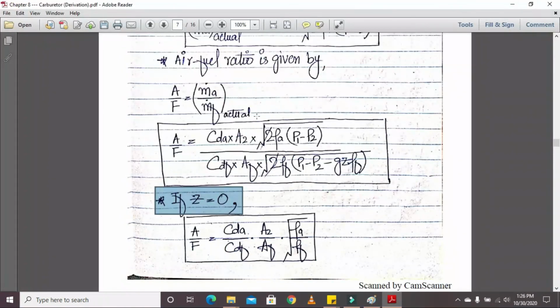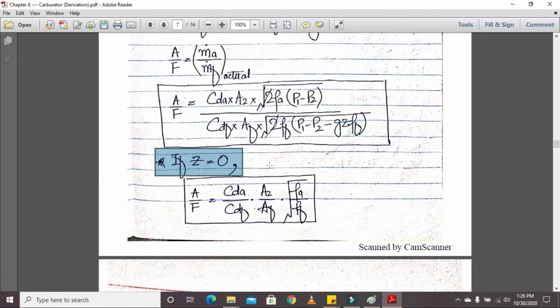So now we will just conclude the derivation. When the Z is 0, this factor will become 0, and then P1 minus P2 and P1 minus P2 in the denominator would cancel out with each other, and we will simply remain with rho 1 upon rho f inside the square root. So this will be the relation for the air fuel ratio when the air is considered as incompressible fluid, and not only when the air is considered as incompressible fluid, but also the fuel metering orifice is at the same level as the fuel inside the float chamber as well.